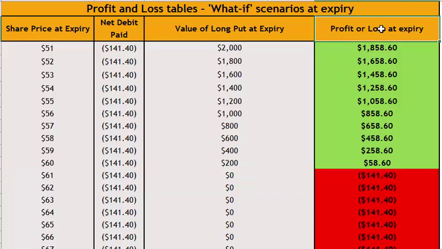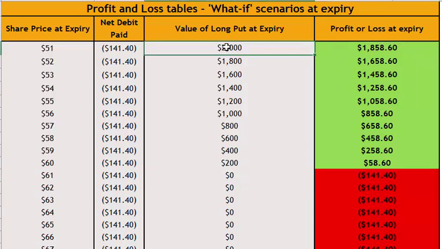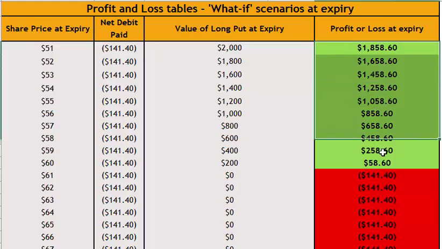And then we get into our final column here. That's simply our profit and loss at expiry. That's just the value of the put and the cost of what we've paid out to actually buy the puts. So you can see here that we're making profits here. As the share price continues to drop, our profits continue to rise.